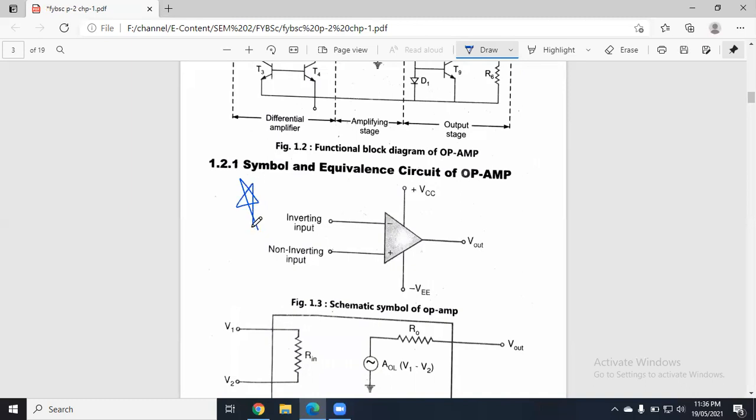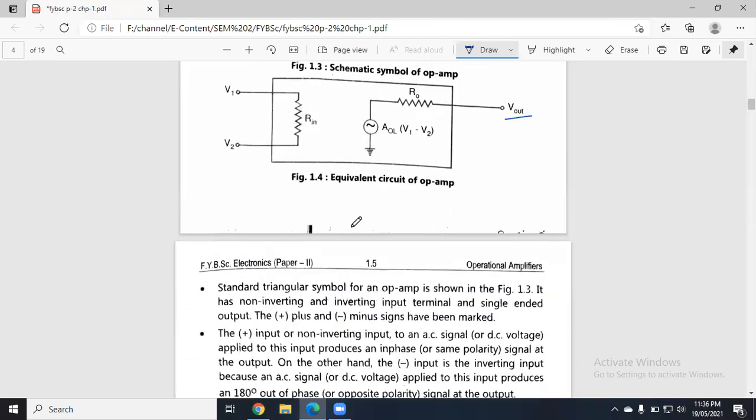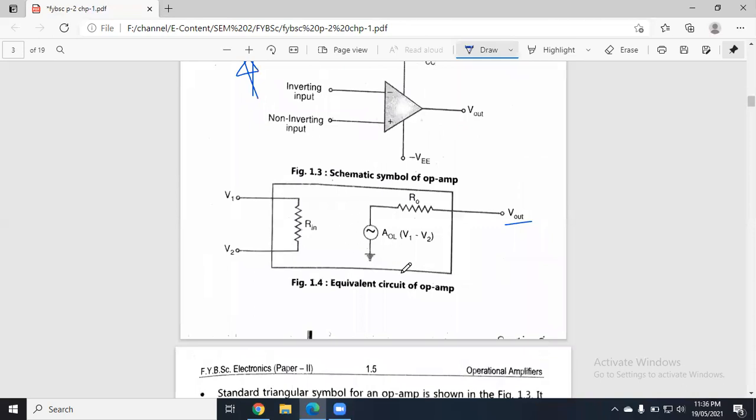Star mark to it. All right. After that, this is the equivalent circuit of op amp. What is this? There are two inputs. We have two inputs to the primary stage. After that, there is an input impedance matching. There is a differentiation between V1 and V2. These two inputs, V1, V2, are multiplied by the gain, and we are going to get the final output. All right. So this is how the equivalent circuit diagram of op amp will look.